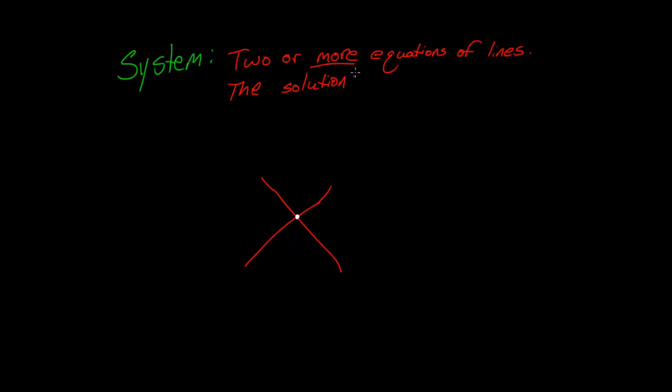The solution is where they intersect. Make sure you have that written down. That is the big key. A system, two or more equations of lines. The solution to which is where they intersect. We've got two lines. That is where they will be intersecting.